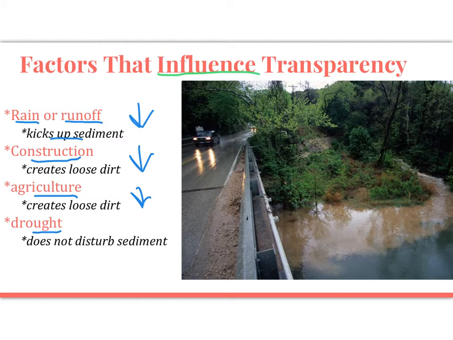Drought is the only one on our list here that causes an increase. The drought is basically doing the opposite of the rain and runoff. It is not disturbing the sediment because there's no water carrying it in or out. It's not mixing it up, so it keeps the water nice and clear for an increased transparency.